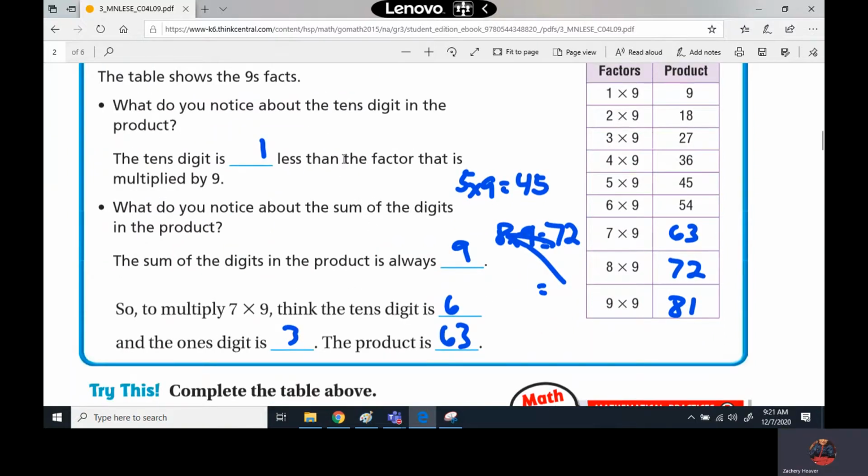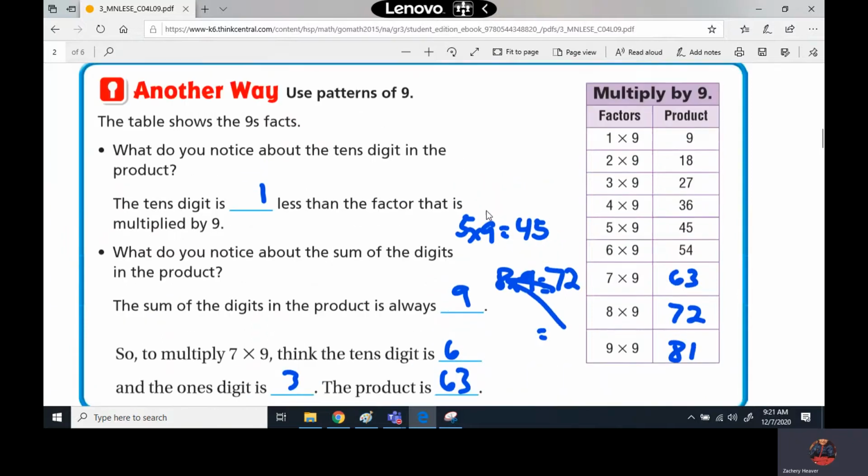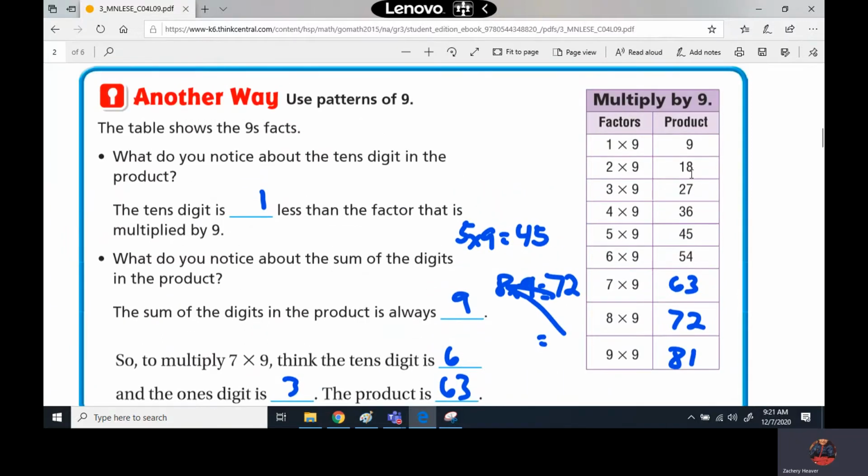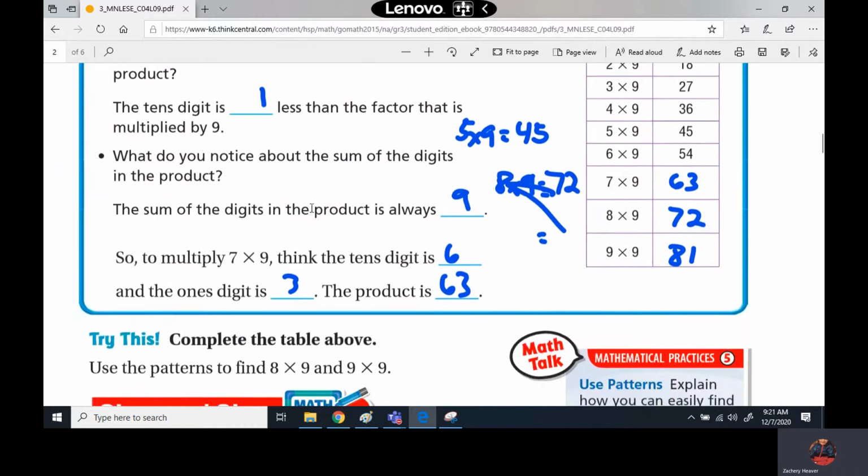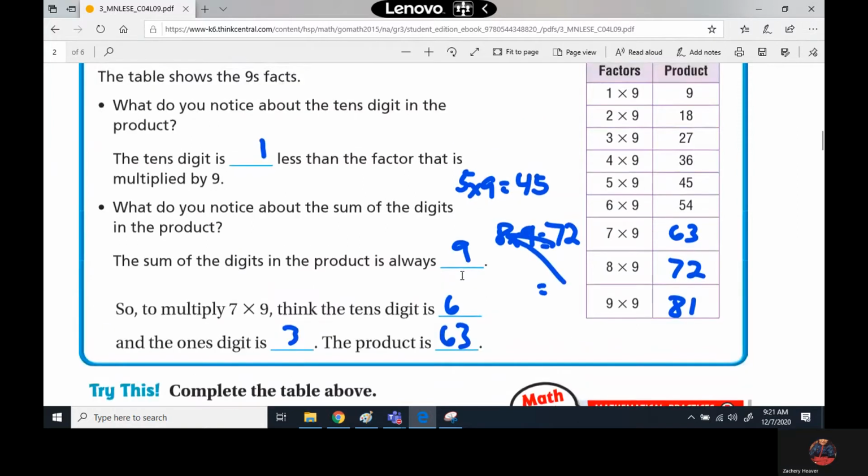And what do you notice about the sum of the digits in the product? For example, what's 1 and 8 make? 1 and 8 make 9. What's 2 and 7 make? 9. What's 3 and 6 make? 9. The sum of the digits is always 9. So if we multiply 7 times 9, what's 1 less than 7? It's 6. 6 plus what makes 9? 3. So the answer would be 63. That's simple. The 9s might be our easiest one.